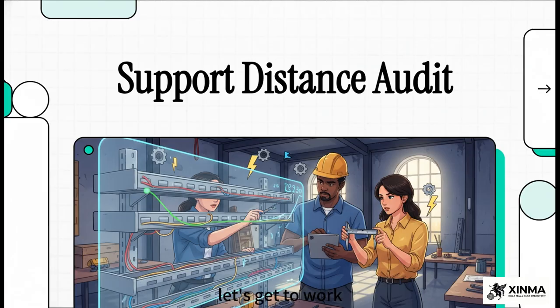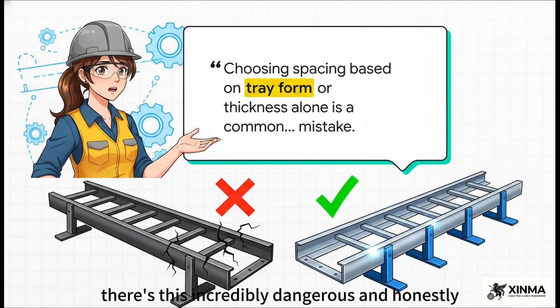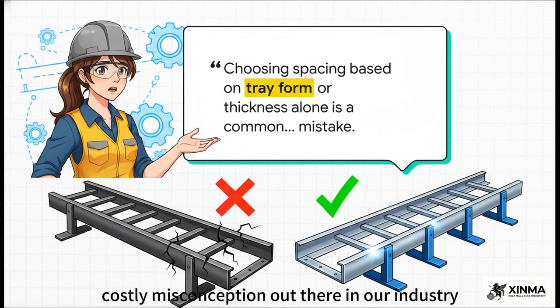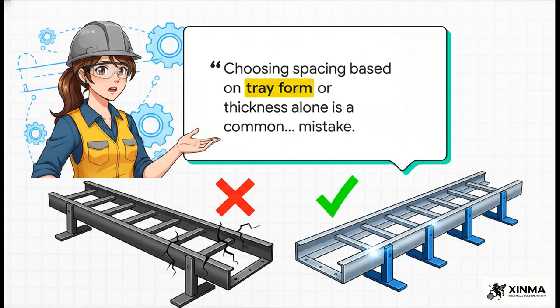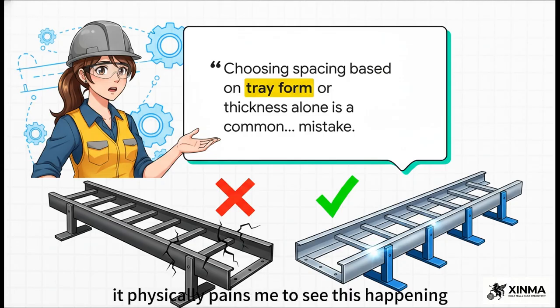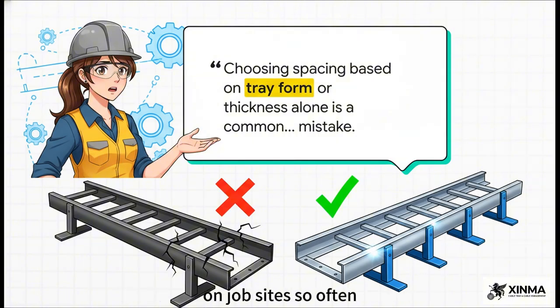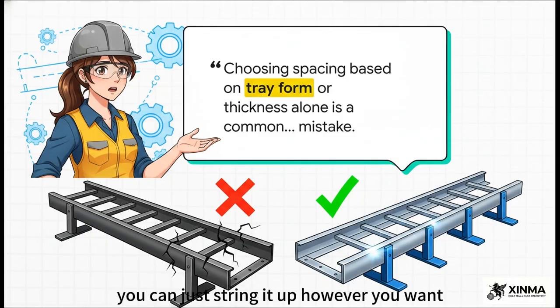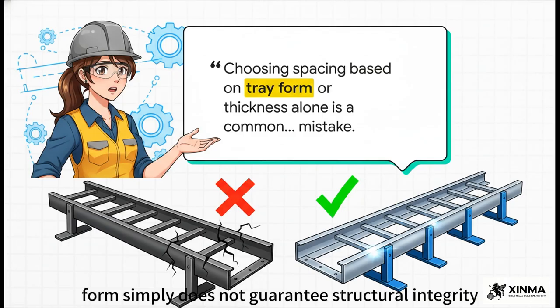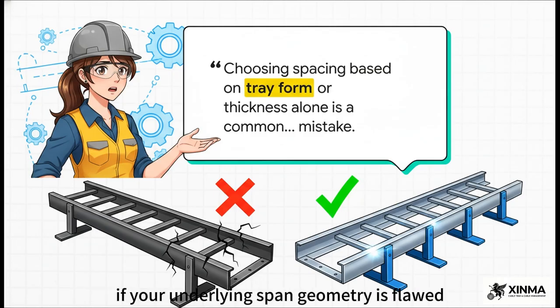Let's get to work. There's this incredibly dangerous and honestly costly misconception out there in our industry. It's the idea of choosing support spacing based solely on tray form or thickness. As an engineer, it physically pains me to see this happening on job sites so often. Look, just because a tray looks robust or the steel feels extra thick absolutely does not mean you can just string it up however you want. Form simply does not guarantee structural integrity if your underlying span geometry is flawed.